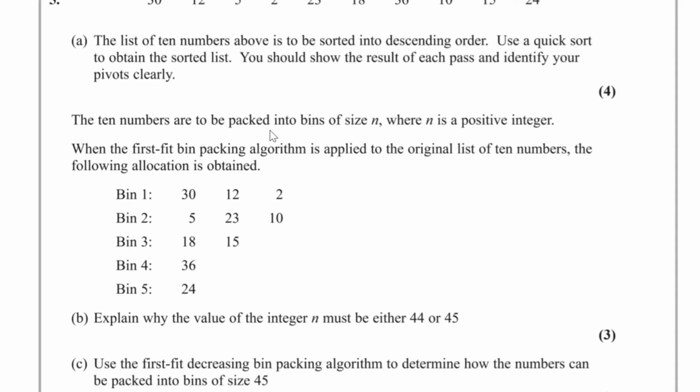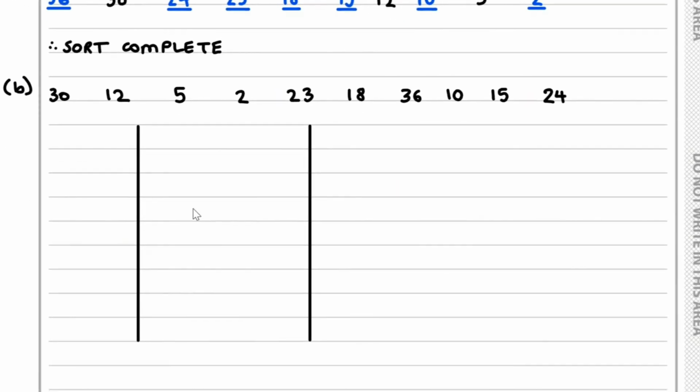The 10 numbers are to be packed into bins of size n, where n is a positive integer. When the first fit bin packing algorithm is applied to the original list of 10 numbers, the following allocation is obtained. That's what we see here. Now, for part B, we have to explain why the value of the integer n must be either 44 or 45. So here you can see we've got our original list of numbers, and we will be using the algorithm to pack these into bins.